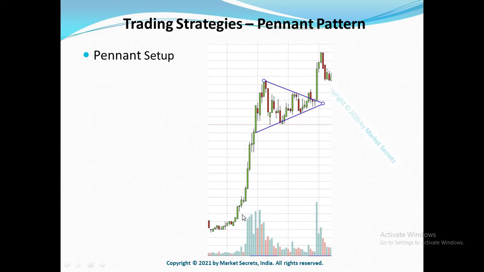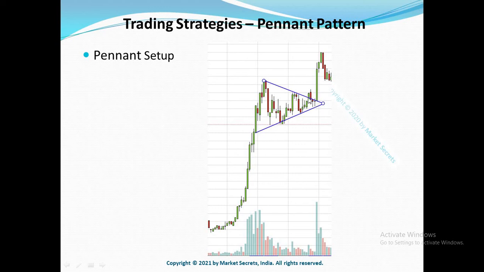When it comes to the pennant setup, these two trend lines will converge, and once they converge, the price might give a breakout in the prior trend direction. So the prior trend, the price was in an uptrend. So once these two trend lines converge, the price will break out to the upside. When it comes to entry, target and stop loss, in an uptrending chart, you can enter the trade once the price gives the breakout above the downtrend line. And the reverse is true for a downtrending chart.